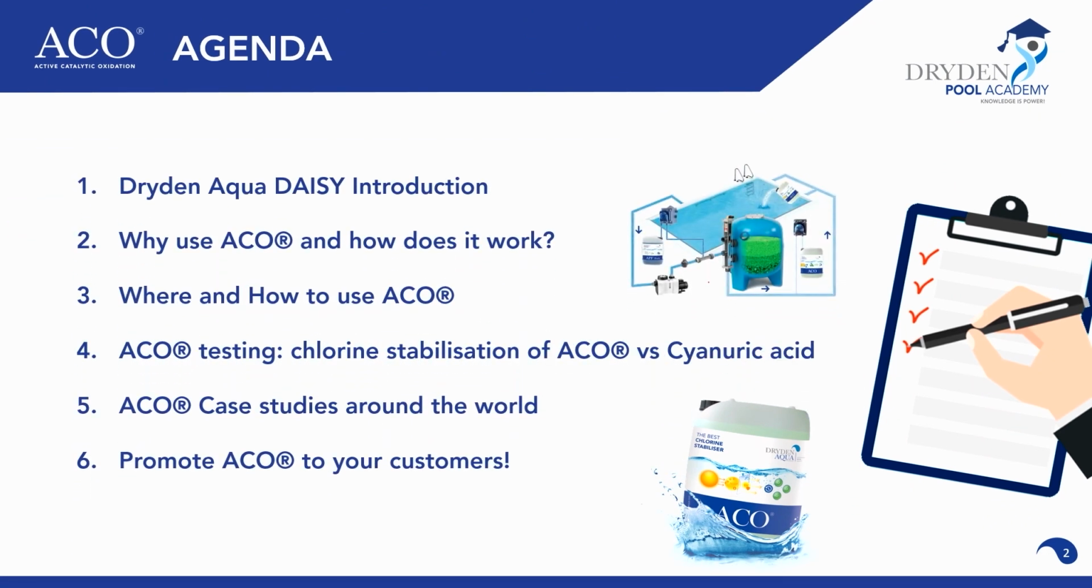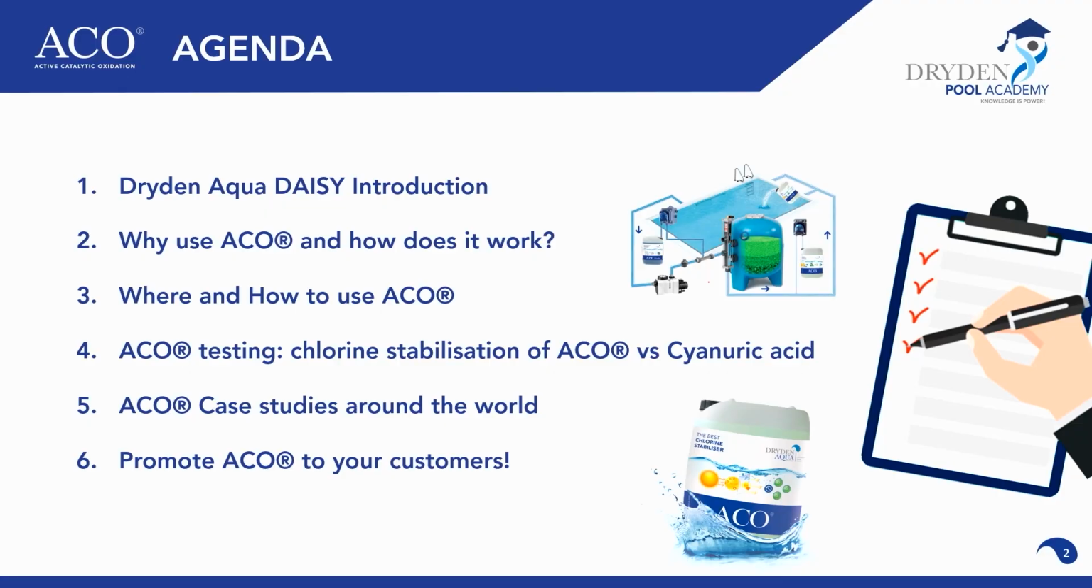Dryden Aqua DAISY introduction. This means we want to again give you a short briefing on what we do with the DAISY system, or biological approach to pool water treatment. Number two: why we use ACO and how does it work? Number three is where and how to use ACO. And fourth, we're doing the ACO testing, the chlorine stabilization of ACO and cyanuric acid. And we'll finish with some ACO case studies around the world, followed by some promotion tools you will be able to use with your customers, read a bit more about ACO, and promote the product.